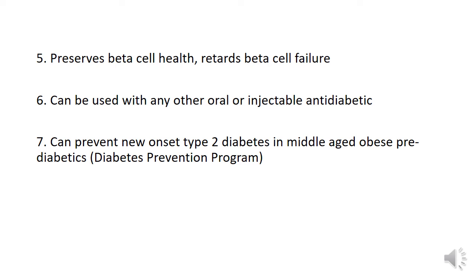Number 7, metformin has been seen to prevent new onset type 2 diabetes mellitus in pre-diabetics, especially if they are middle-aged and obese. These are the 7 advantages with metformin because of which it is used as a first line drug in the treatment of diabetes mellitus. Unless metformin is contraindicated, unless metformin is not tolerated well, metformin happens to be used as the first line drug.